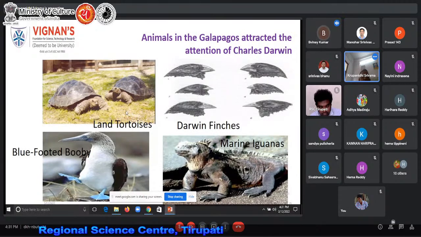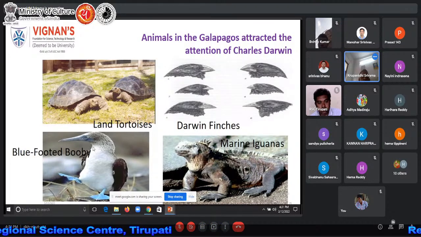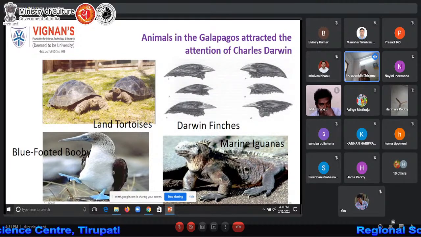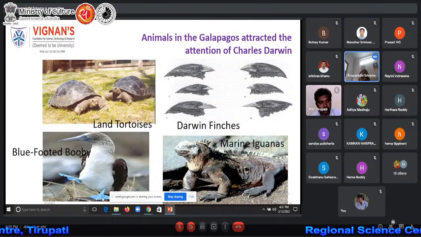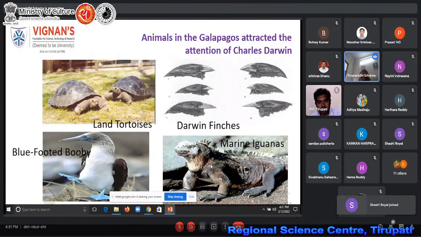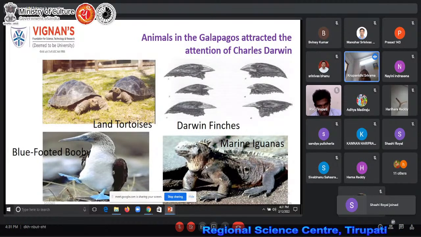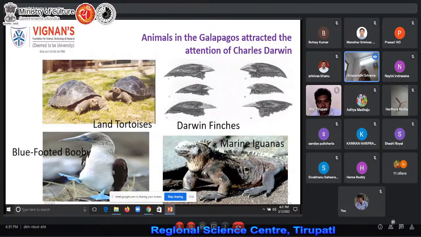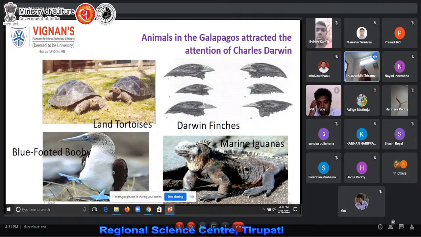And also land tortoises and the blue-footed booby. See the blue-footed booby. It has sexual dimorphism, with the blue foot, particularly in this type of bird. And again, the marine iguana. The marine iguana is a vegetarian. Most reptiles are insect feeders or some other feeders, but this feeds on algae. It spits out the salt because it feeds on marine algae.